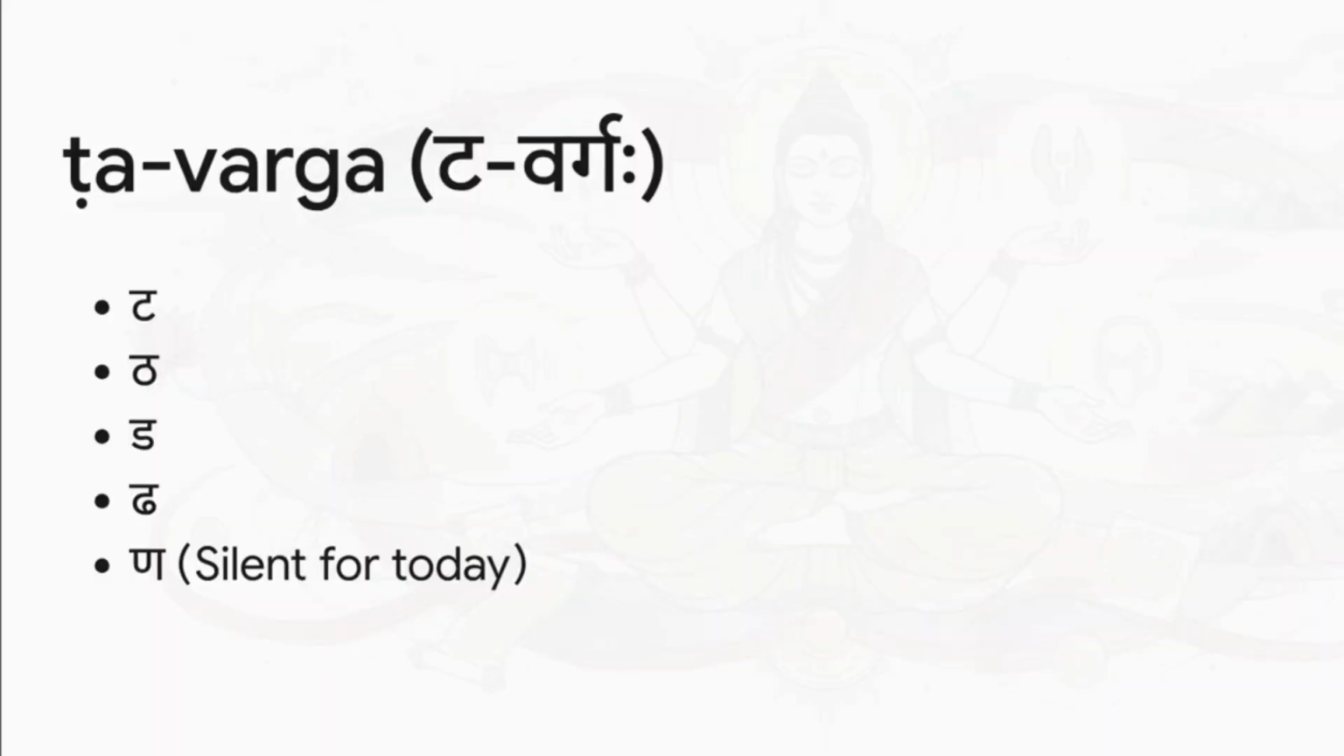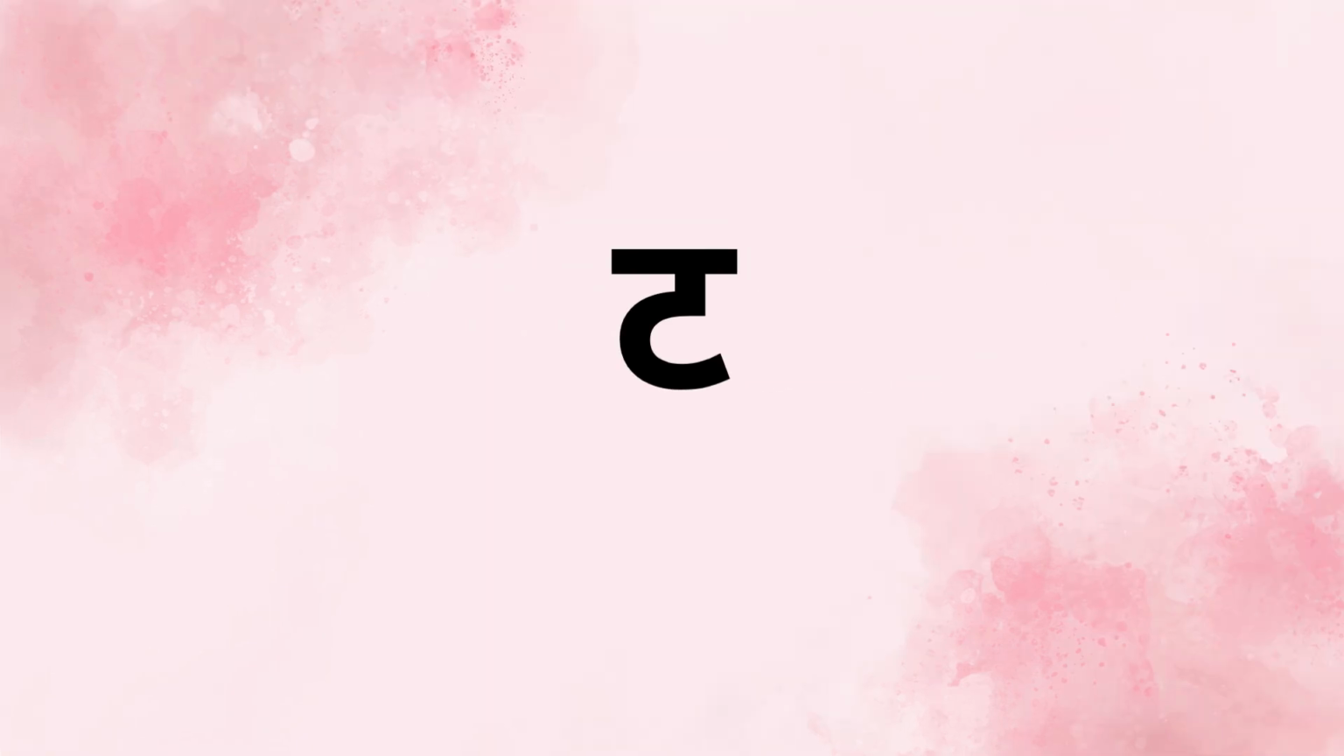This is tavargaha. It has 5 letters. Today we will learn the first 4. The 5th letter, na, will be introduced separately in our lesson on the special nasal sounds, anunasikaha. So for today, let us focus on these 4 letters. The first letter is ta. Its sound is ta. It is a retroflex sound. Listen carefully. Ta. Now you can try. Ta.